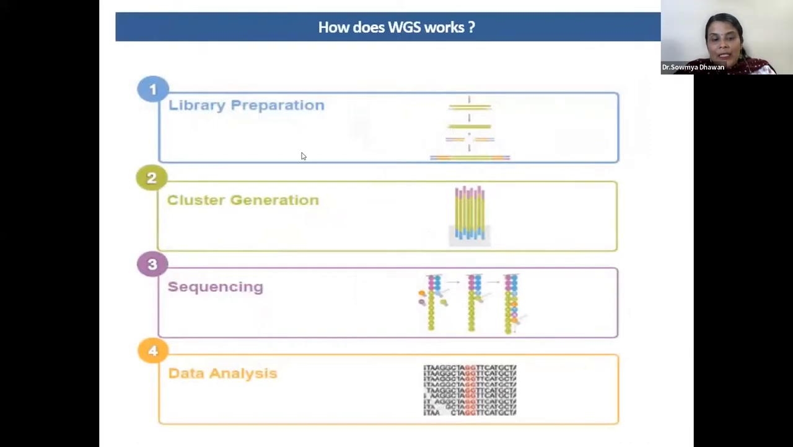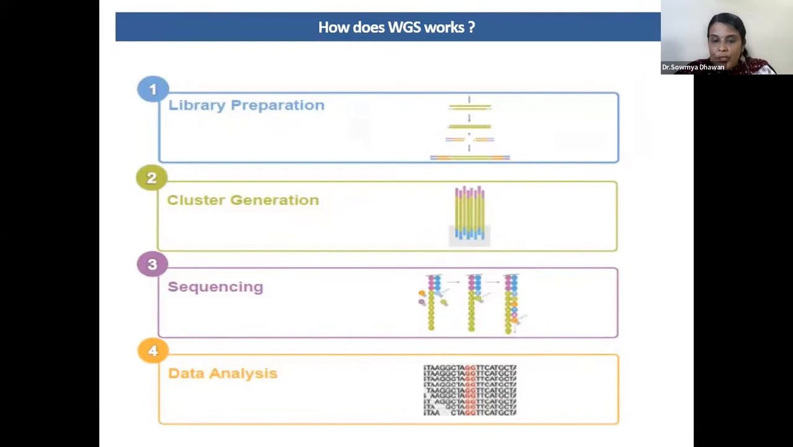So these are the major steps. There are only four steps involved in any kind of sequencing method. The first one is the library preparation, wherein the fragmentation of the DNA or the cDNA is done. After fragmentation, this will be ligated with any of the different kinds of adapters which are available. After ligation, the PCR amplification will be done, and then the purification.